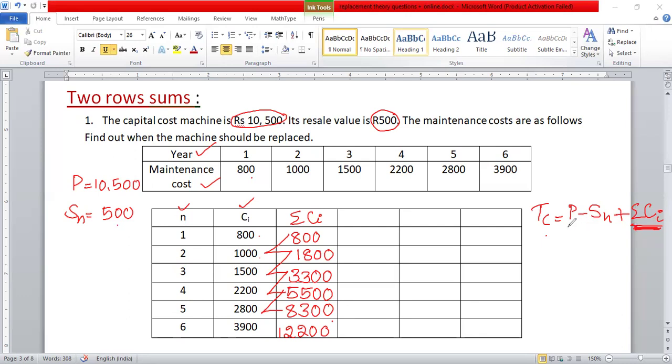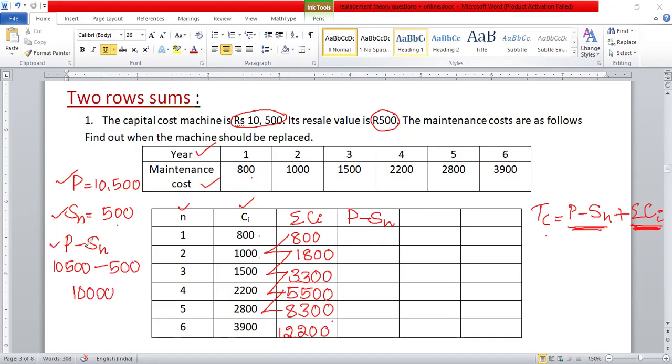The next one, we want to do P minus S of n. Let's see, P minus S of n. Look at that, P value is only one value. S of n is also only one value. So how to do that? So P minus S of n, that is 10,500 minus 500. So you'll get 10,000.